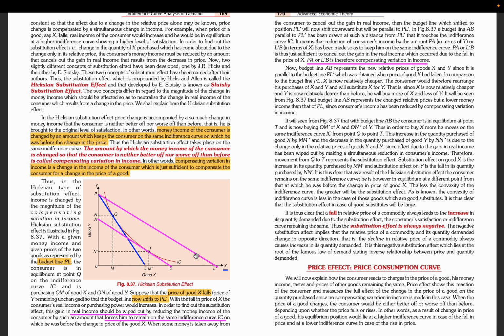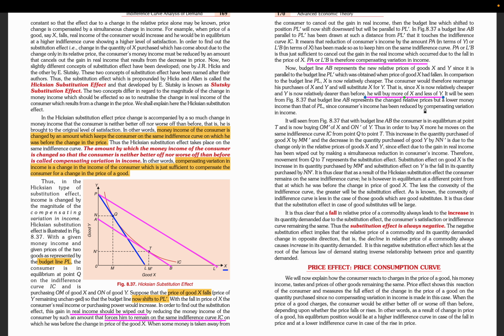The consumer would therefore rearrange his purchase of X and Y and will substitute X for Y. So he would want more of X than he did before, right? That is, since X is now relatively cheaper and Y is now relatively dearer than before, he would buy more of X and less of Y. So the level of satisfaction is going to remain the same, but he would buy more of X and less of Y.